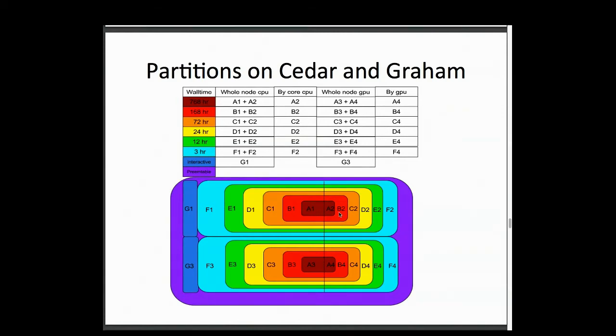So if you can run it within 3 days, and you're asking for a whole node, you can run in any of the nodes in C1 and C2, which of course includes anything in B1, A1, A2, and B2. But if you're asking for only by core, if you're asking for 200 cores, you'll only be able to run in C2, and so on. So if you ask to run for under 3 hours, and for a whole node, you can run on any nodes of that type in the cluster that you ask for.